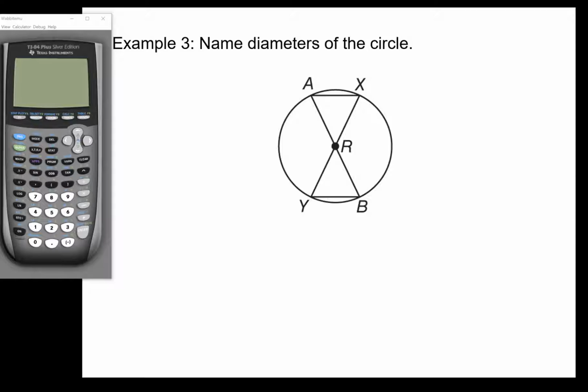Exact same picture. Name all the diameters. Well, it's just a subset of the one earlier. XY, as well as AB.